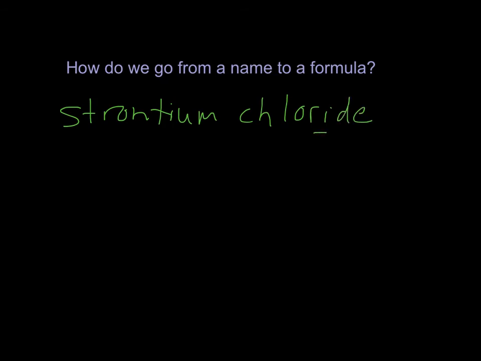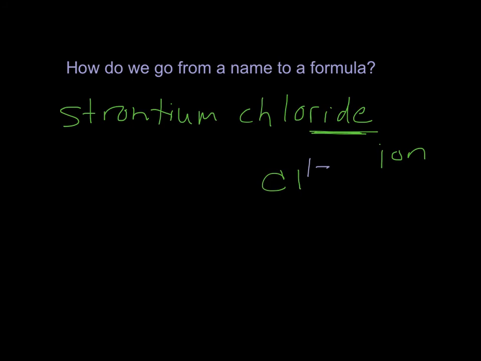All right, so how do we go from a name to a formula? Well, let's say that we have something like strontium chloride. Remember that this IDE ending tells us that it's an ion, because it used to be INE, but IDE means that it's an ion. So we're going to find chlorine, so Cl, and we know that the oxidation number for this is a 1-.